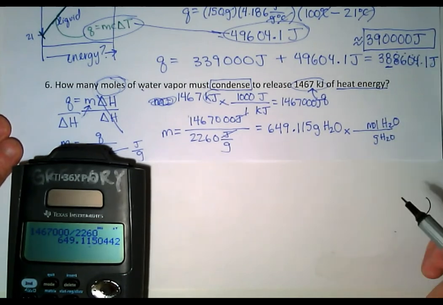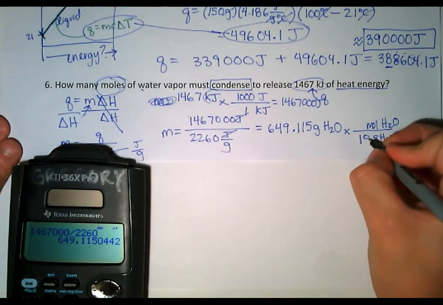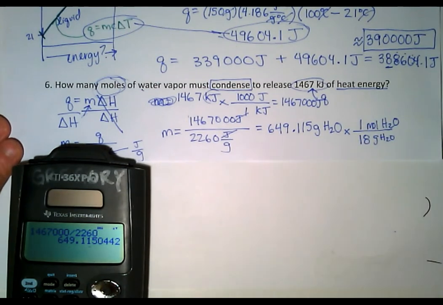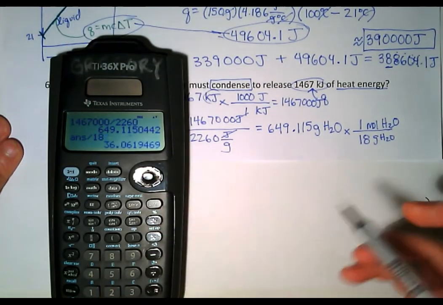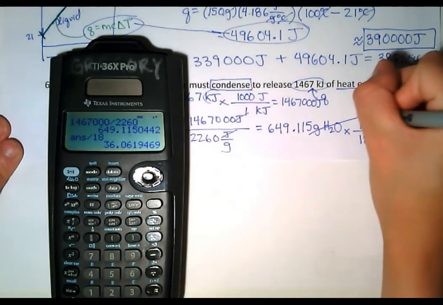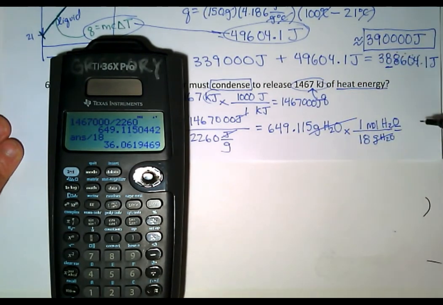Oxygen is 16 grams per mole, and each hydrogen is 1 gram per mole, so water is 18 grams per 1 mole. So we take our value, divide by 18, and that gives us a number of moles of water. So this ends up being 36 moles of H2O.